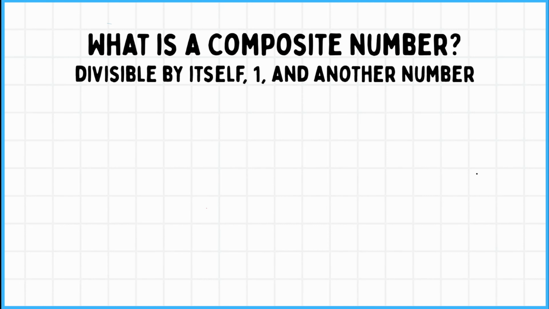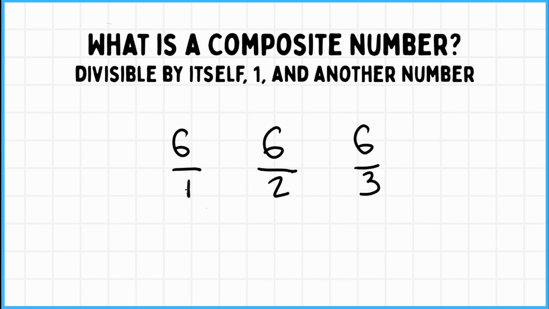What is a composite number? So a composite number is a number that we can divide by itself, the number 1, and another number. So if we take the example 6, we can divide by 2. We can also do 6 divided by 3. We can take 6 divided by 1, and even 6 divided by itself.